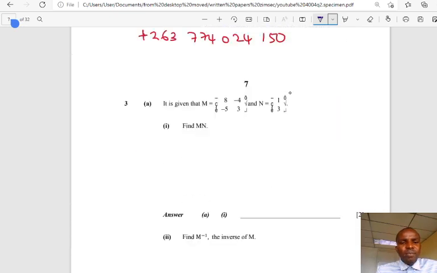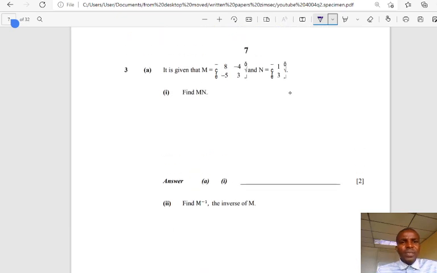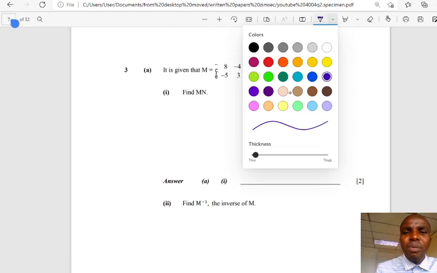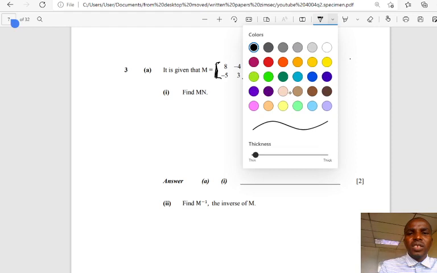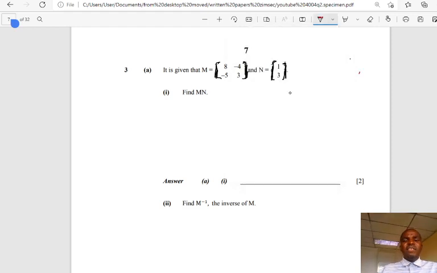Right, next question, number 3. It is given that M, these are brackets, please take note, these are brackets. Let me put brackets here of matrices. Like this. So they say it is given that M is called that one and N is called that one. Then find MN, M times N.